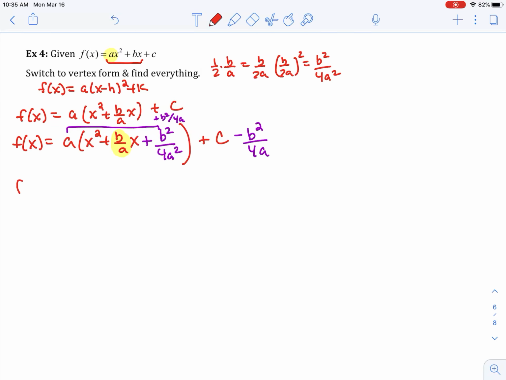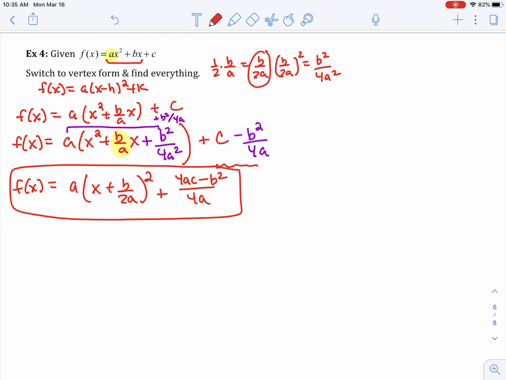And now we can finish writing our equation. So f of x is equal to a times our parentheses, which is a perfect square trinomial that factors to x plus b over 2a. Remember, it will always factor to whatever 1/2 of the coefficient of the x term was. And then when we combine these terms over here, we need to get a common denominator, which is the 4a. And so we get a 4ac minus b squared up top there. And now we have our equation in vertex form.